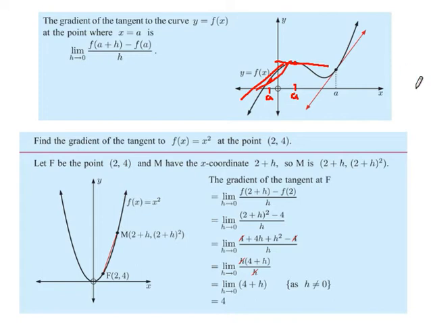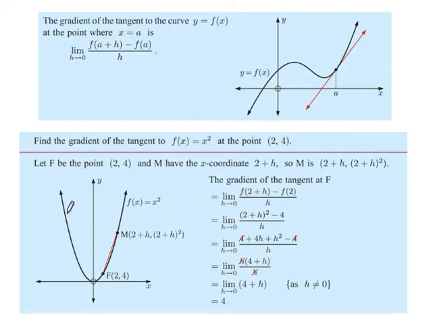Which is really convenient because now it's a tool for me. So this form you will need to know, and you should definitely write it down in your notes. Okay, let's try an example. Find the gradient of the tangent to f of x equals x squared at the point 2, 4.